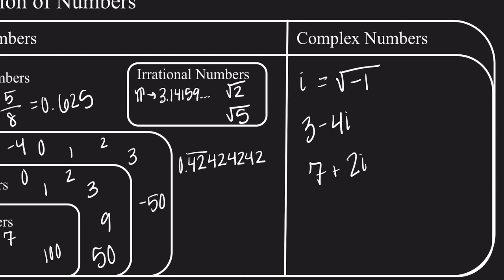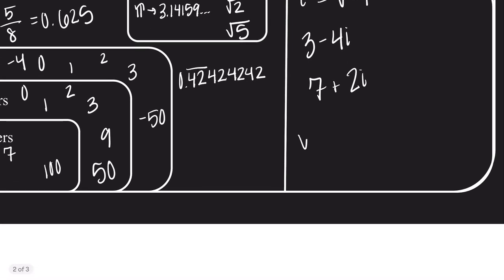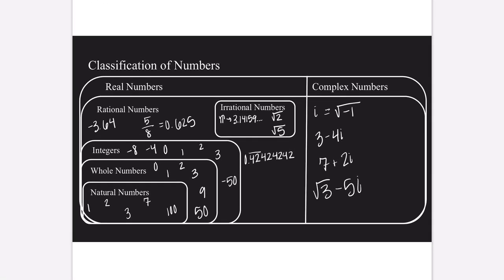So if you see this i value, that means we're talking about a square root of a negative number. You might know, technically we can't have the square root of a negative number, so we have an imaginary number, which is what that i stands for, imaginary. You can combine this with other things too, like root 3 minus 5i, doesn't matter. We have to have that imaginary number in there, the square root of a negative.